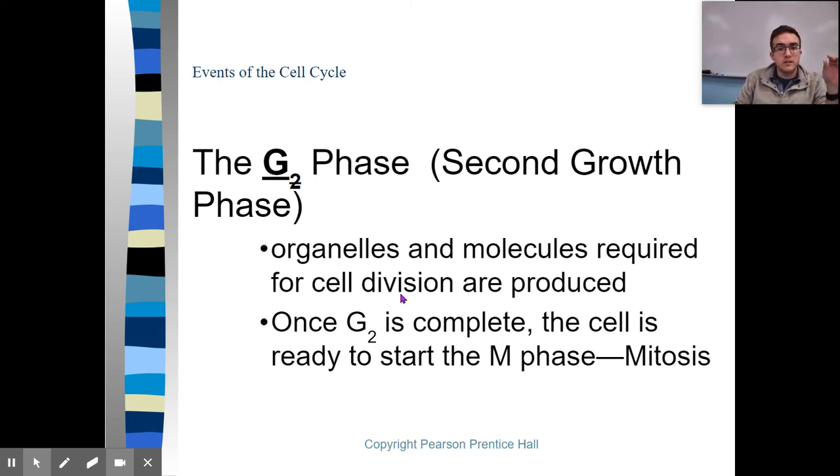Mitosis is just the division of the nuclei. So that's when we split up the chromosomes and we split up the nucleus. So I have a whole separate video for mitosis. So that's it for the cell cycle and chromosomes.